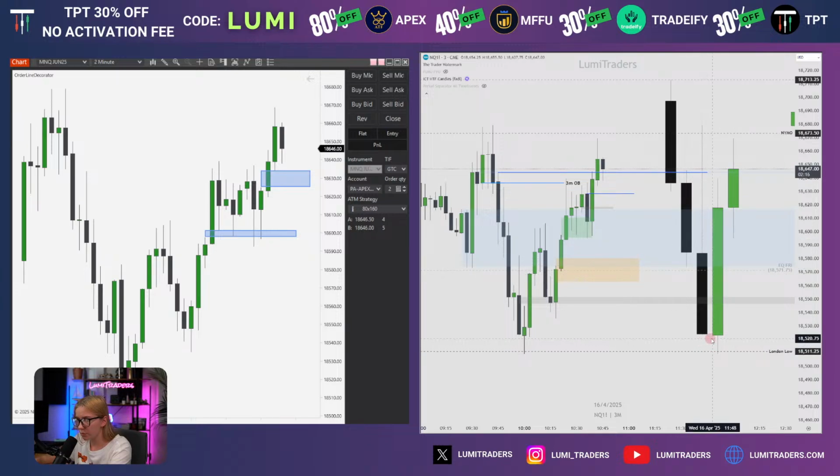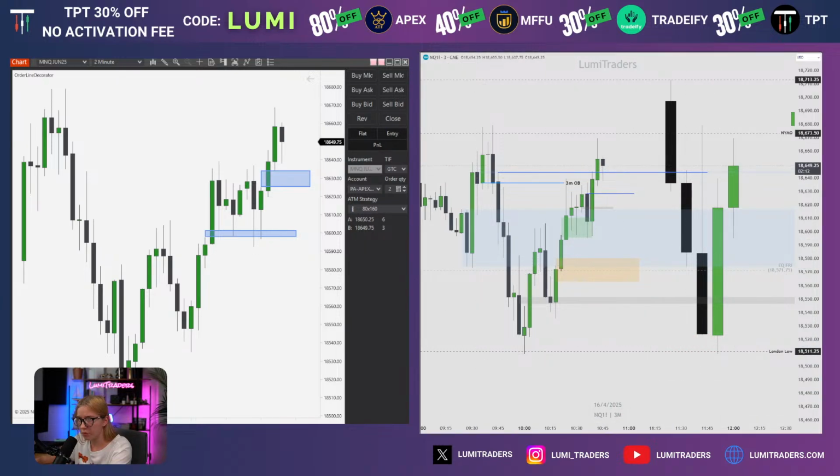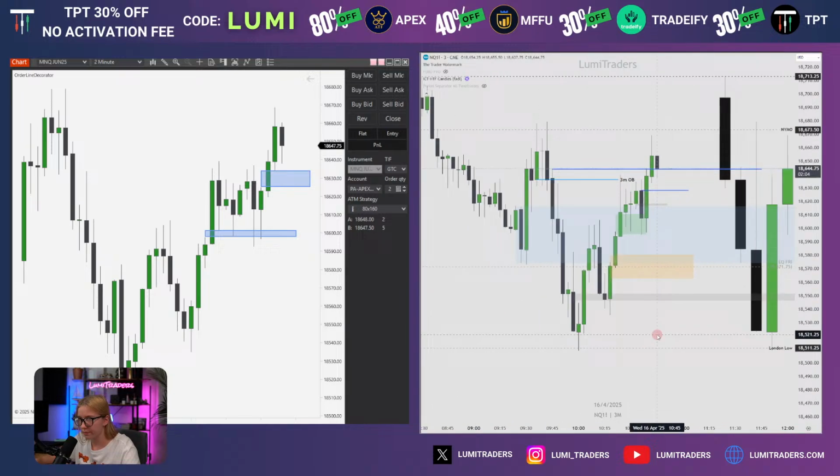So we got a 30-minute sweep right here, I believe on both ES and NQ. Yes, on both ES and NQ. We got a 3-minute order block right here. I highlighted this on my chart. Also, we got a flat candle on the 3-minute chart.